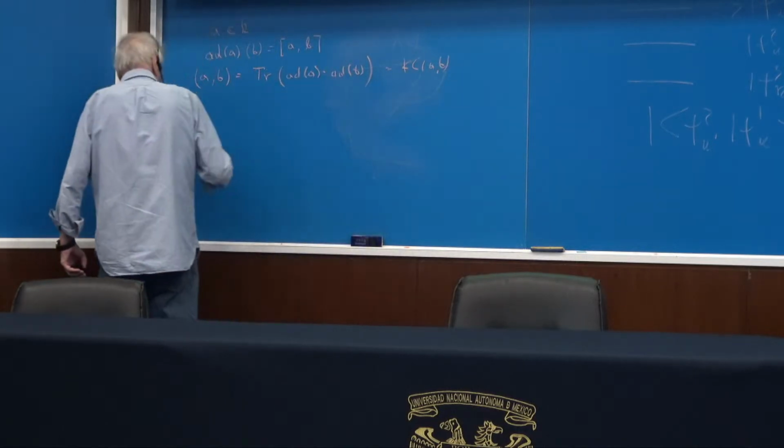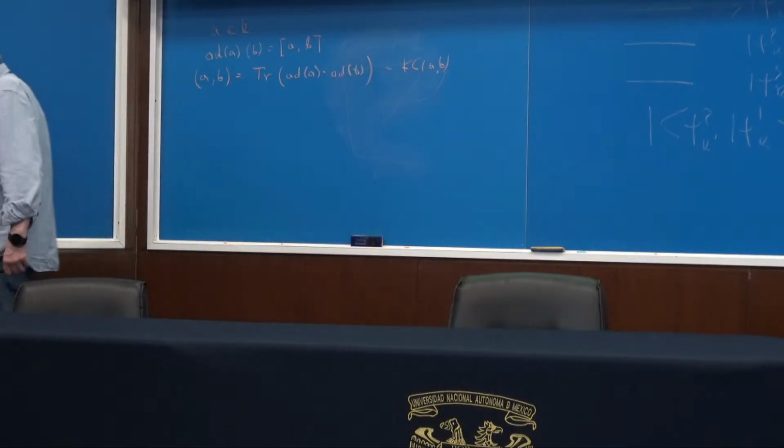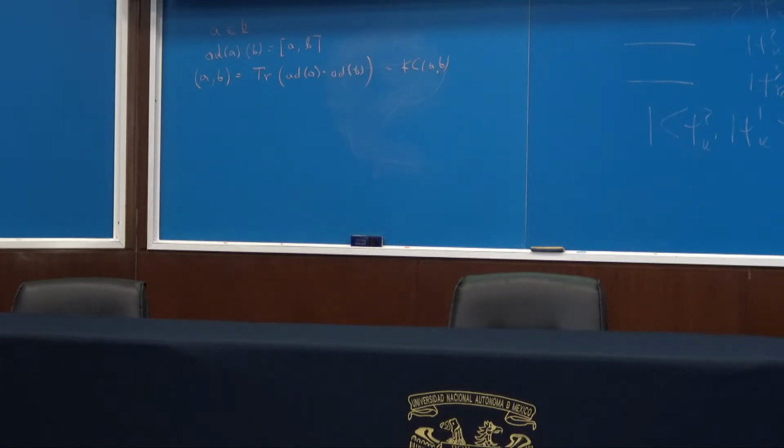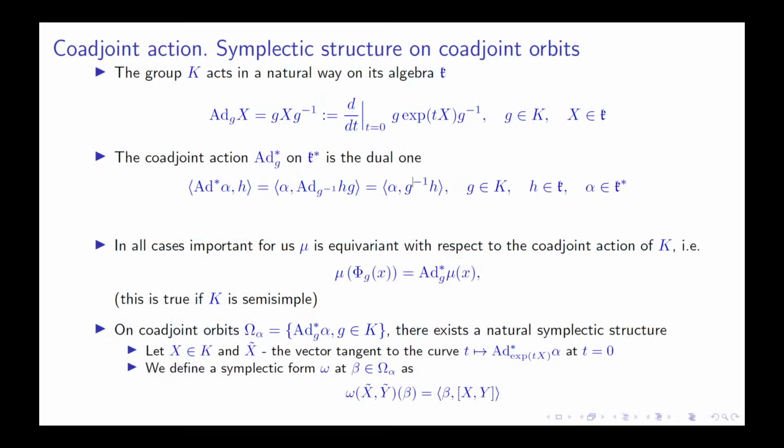And if this is non-degenerate, the algebra is semi-simple. Okay, this is not the definition. This is a theorem, but the definition of semi-simplicity is a little bit more involved in terms of algebraic properties. But this is not so important. In our case, this K will be semi-simple. If you remember, this is either a direct product of unitary groups or special linear groups. Okay, so this is fulfilled.